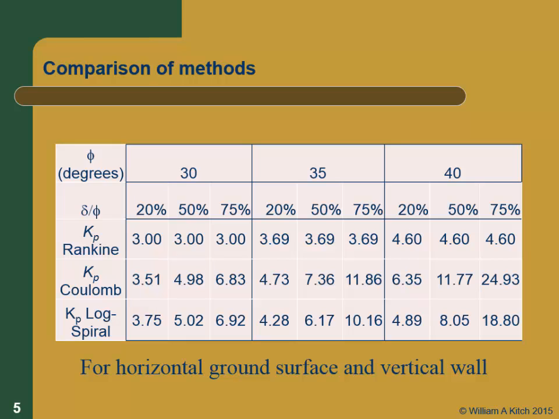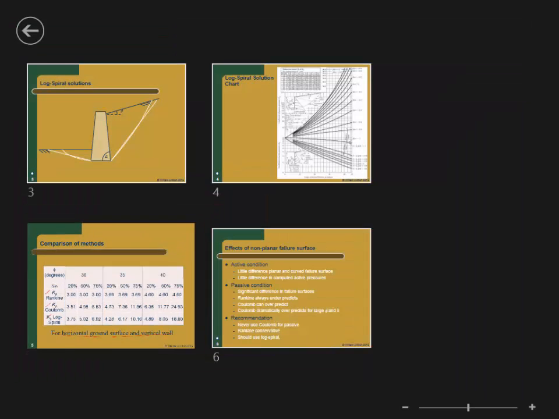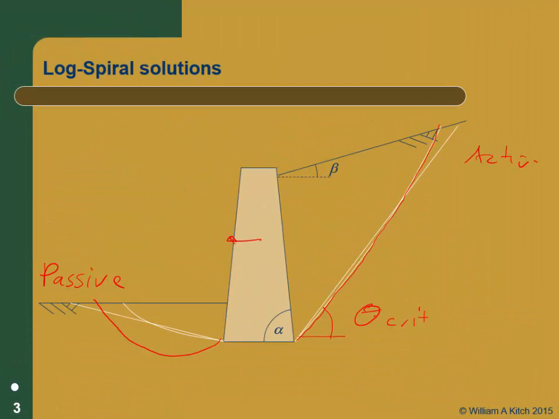I ran some numbers for you. This is one of the additions today, because I've talked about this before, but I never ran the numbers. I'm only comparing the passive side, but the active side is not that big a deal. On the passive side, it's a much bigger deal. So I'm comparing Rankine, Coulomb, and the log spiral Ks, and these are only for horizontal ground surfaces and a vertical wall. If we go back to this figure, these are for alpha equal to 90 and beta equal to 0.